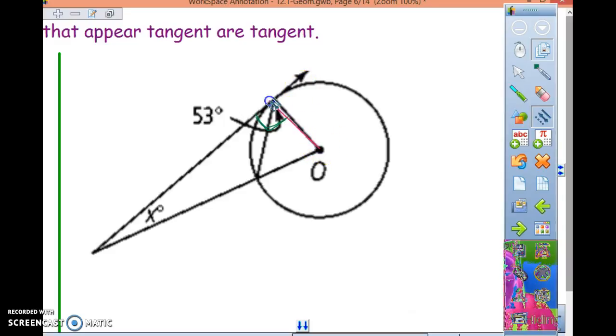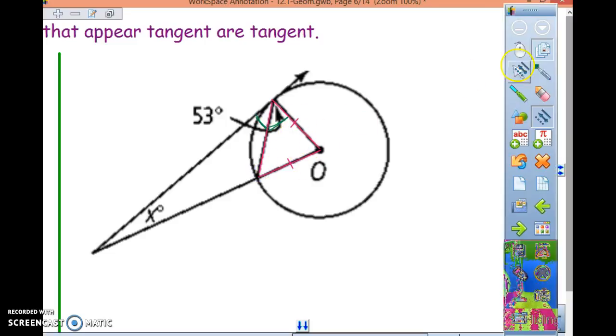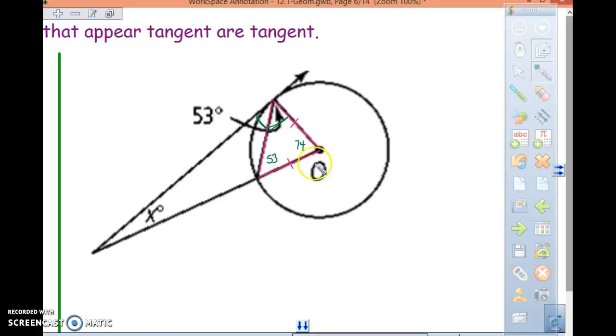I'm going to highlight this little triangle inside. And what do you notice about these two pink lengths? They are a radius. So what kind of triangle is this? Isosceles. So that means the angles opposite them are equal. So this is 53. This angle would also be 53. So then using triangle sum, 53 plus 53 subtracted from 180 leaves us with 74.